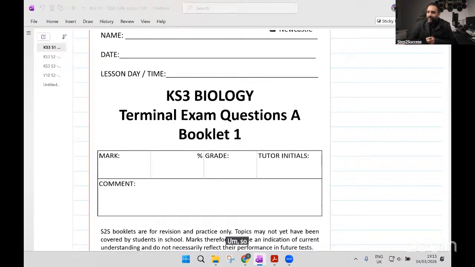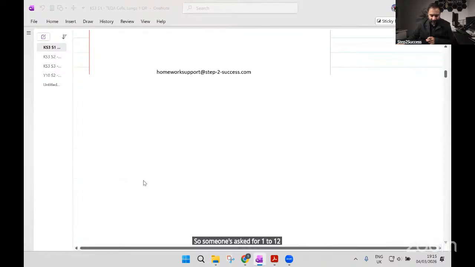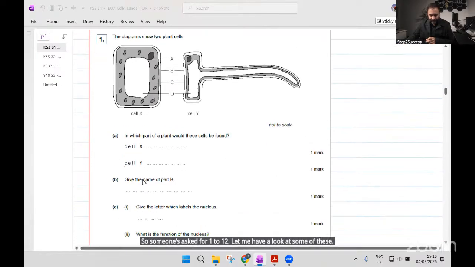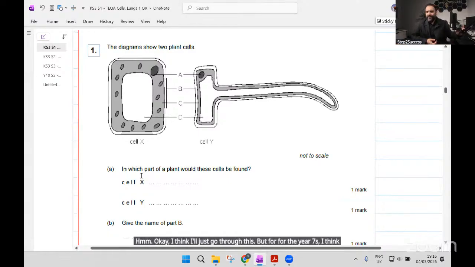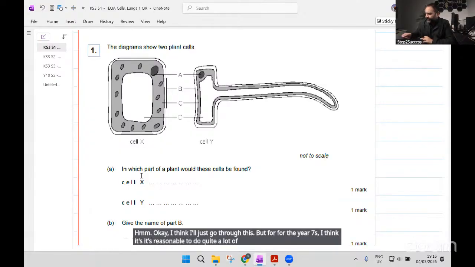So, someone's asked for 1 to 12. Let me have a look at some of these. Okay, I think I'll just go through this. But for the year sevens, I think it's reasonable to do quite a lot of this. I'll start in a second.